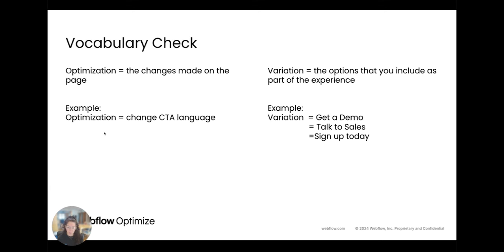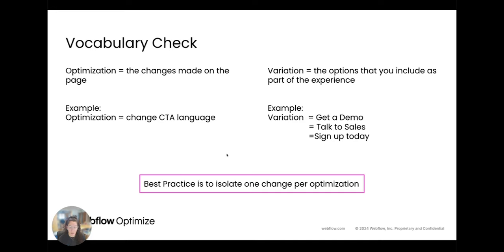my optimization. Now, the options that you set up to then run within that are called the variation. And so you have full control over both what you choose to manipulate on the site and then what you actually input as the options. So in this example, I might say, let's pretend that my call to action says something like, learn more. I want to see if running the language, get a demo, talk to sales, or sign up today is actually better alternatives. So in that sense, I'm creating 3 new variations as part of the one optimization alongside the learn more or my baseline variation.